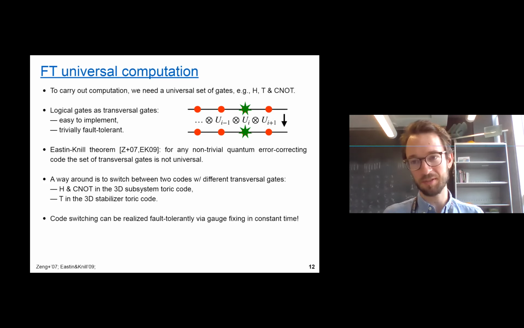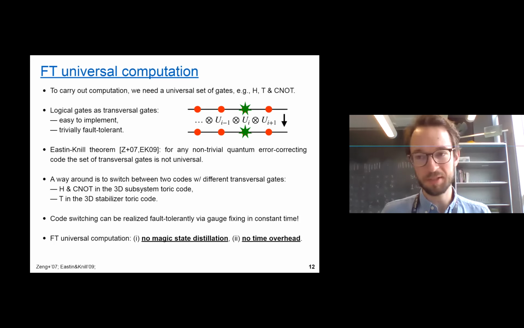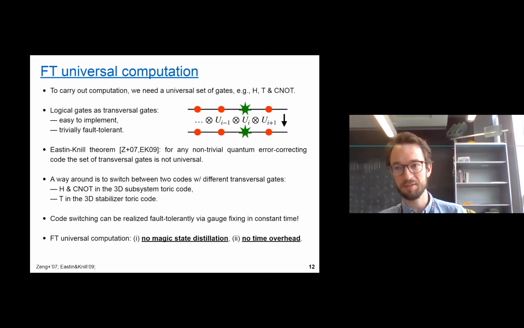And the nice thing about code switching is that you can do this process by gauge fixing in constant time, and this is because of the single shot error correction, right? So if we can extract the syndrome reliably in constant time, then we can use that to set all the gauge qubits to a certain value. So the single shot error correction not only allows you to do error correction in constant time, but also gauge fixing. Because for example, you would just measure all the Z gauge operators, and then you want to put them all in +1, which you can do.